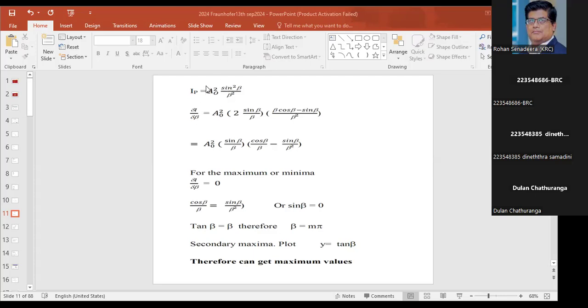A naught is the constant, so this is the term with the beta. So you have to differentiate that part. If you remember the mathematical things from biological science or chemistry, mathematics or chemistry people.